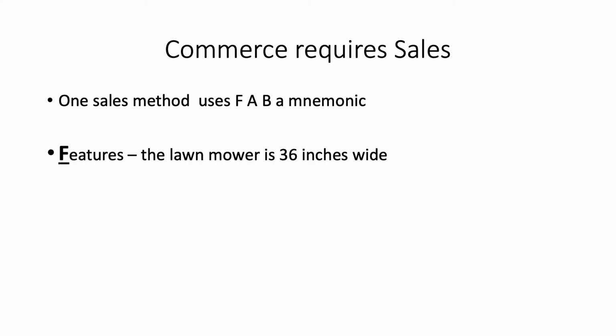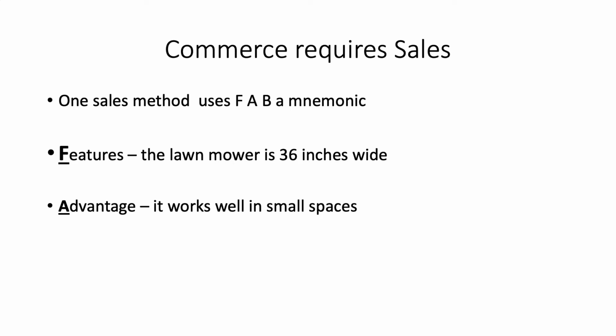Okay, we talk about commerce. Commerce requires sales. And one method, it's taught by salespeople, uses an FAB mnemonic. F stands for features. Okay, the lawnmower is 36 inches wide. If you look at a catalog, it will probably just say the lawnmower is 36 inches wide. It's easy to measure, but so what? Well, the advantage is it works well in small spaces.